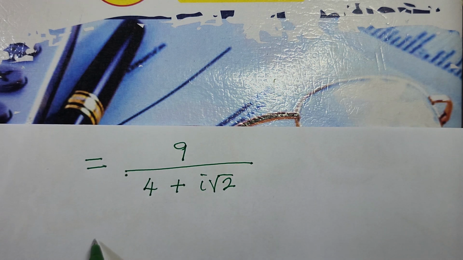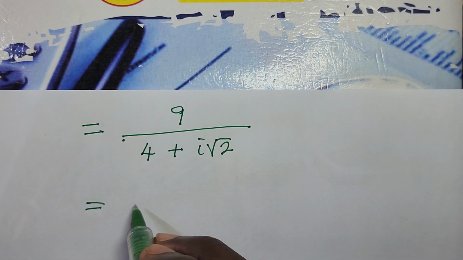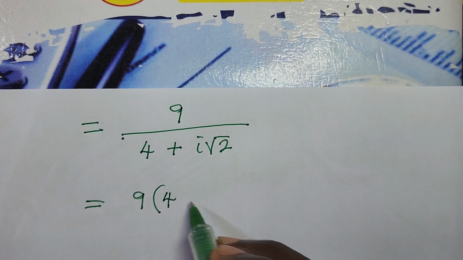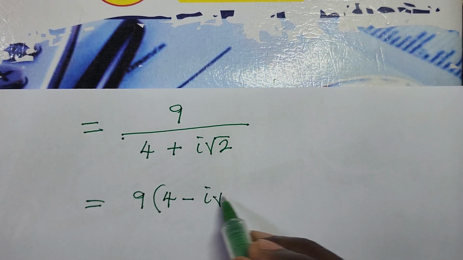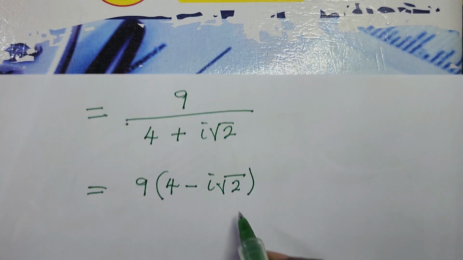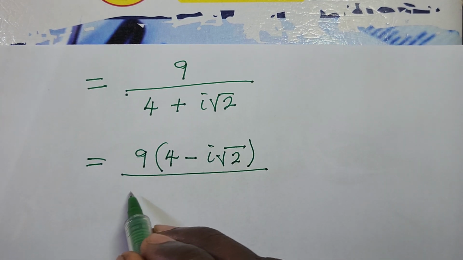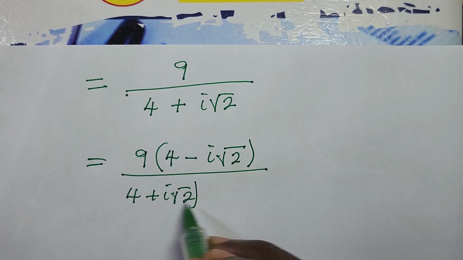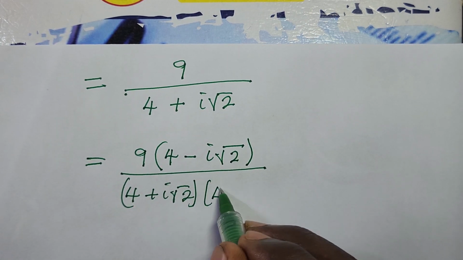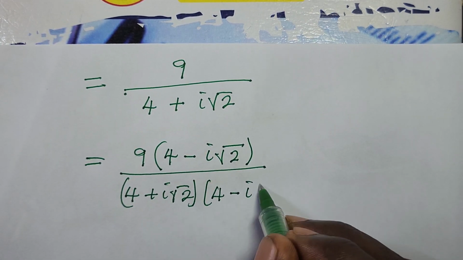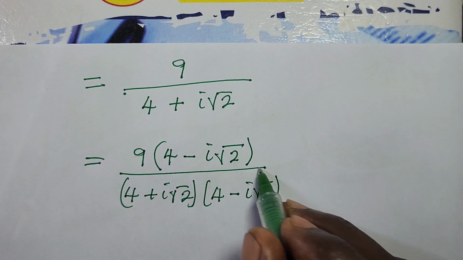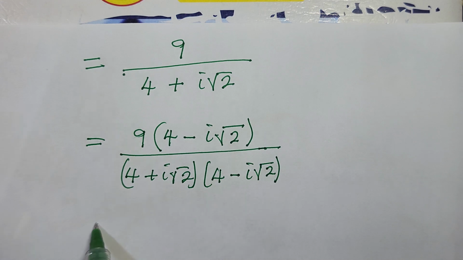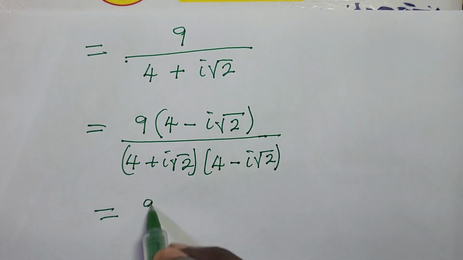So how we do that is going to give us 9 times the conjugate of this, which is 4 minus i into root 2, with brackets, all over 4 plus i root 2 multiplied by its conjugate, which is 4 minus i root 2, close bracket. Okay, we are headed somewhere. This is equal to, let's keep the numerator first.